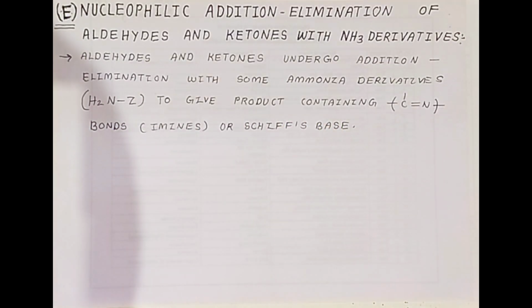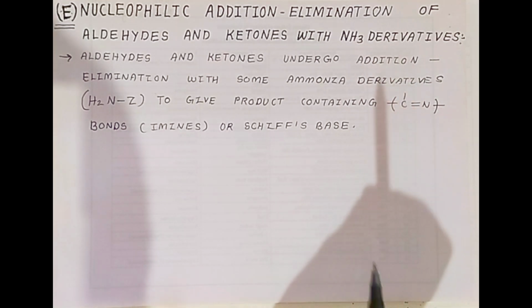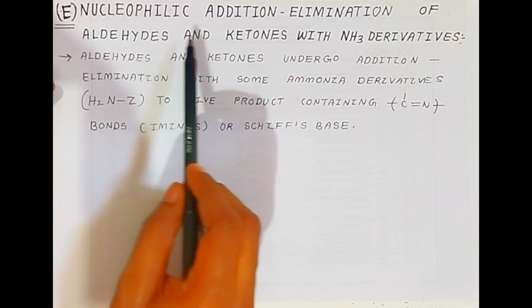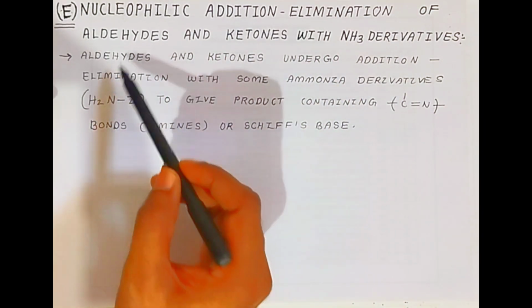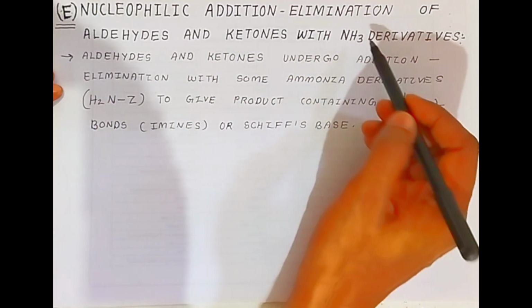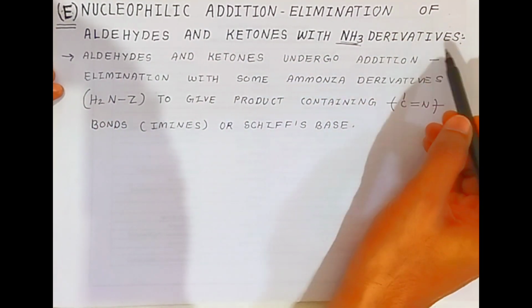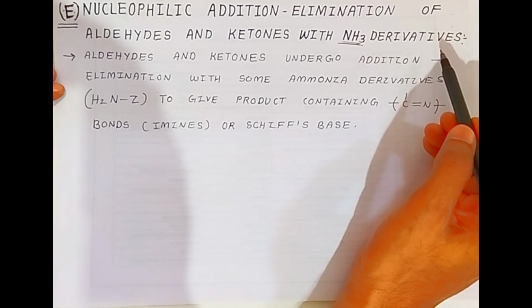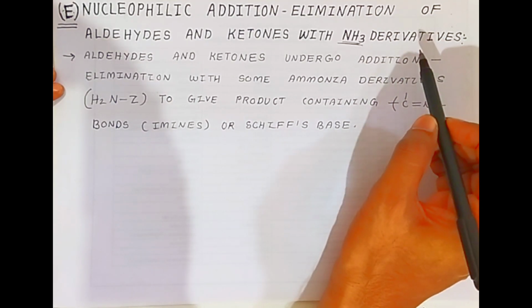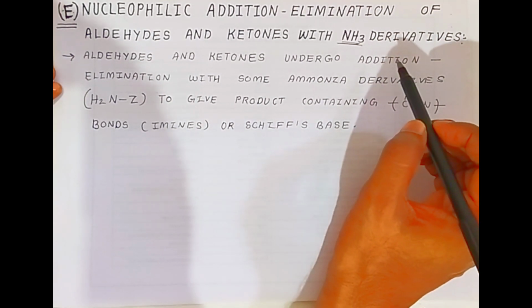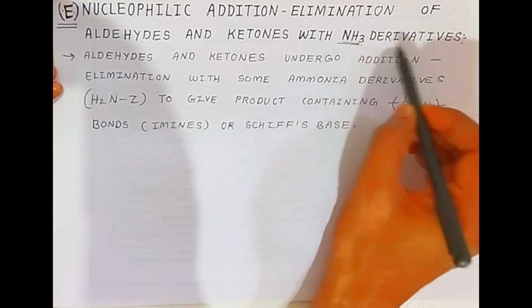In this video, students, we are going to see the reactions of aldehydes and ketones. In that, we are going to see the nucleophilic addition-elimination of aldehydes and ketones with ammonia derivatives. So okay students, we have aldehydes and ketones. Now we are going to see the chemical property. For that, we are going to react them with ammonia derivatives.